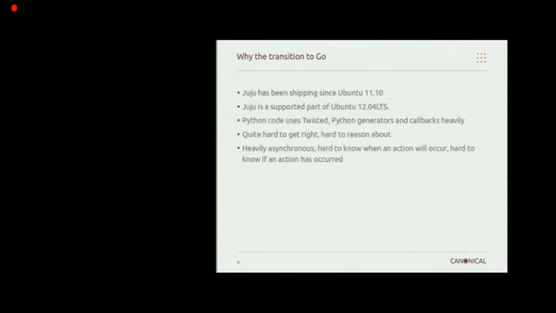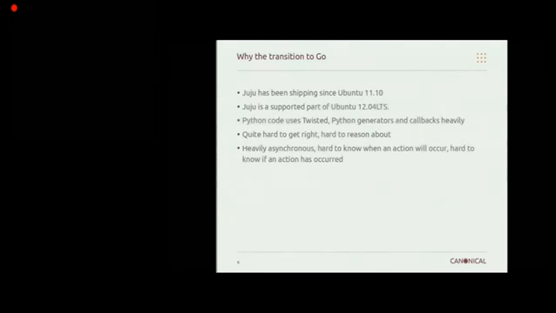Juju has been shipping since 11.10. It's a supported part of 12.04, and that's an implementation that was written and developed in Python. It uses Twisted, a lot of generators and callbacks, a lot of yield. It works really well. It's going to be supported for the life of 12.04. But it's quite hard to get right and quite hard to reason about.